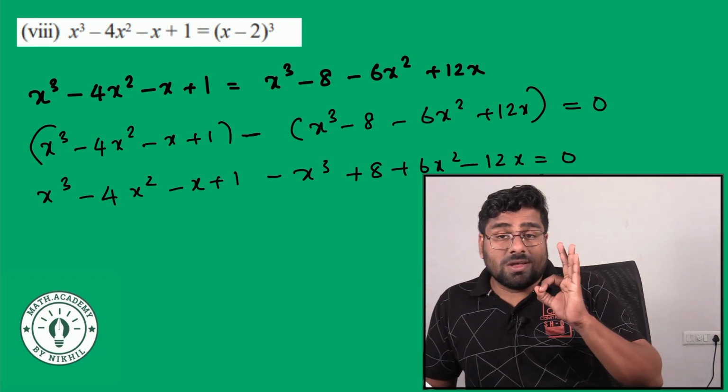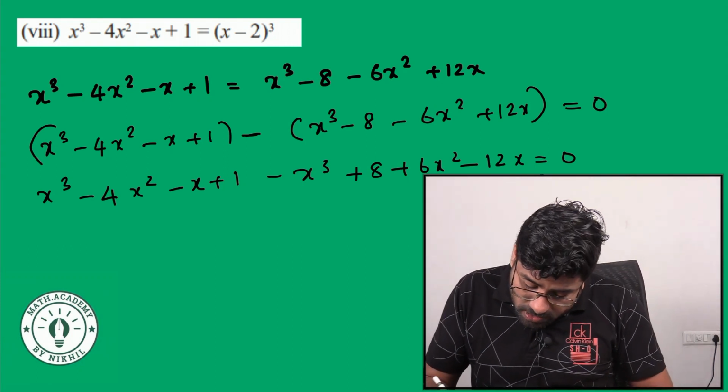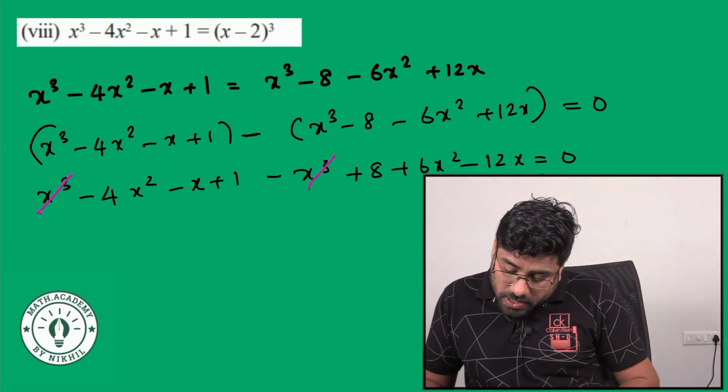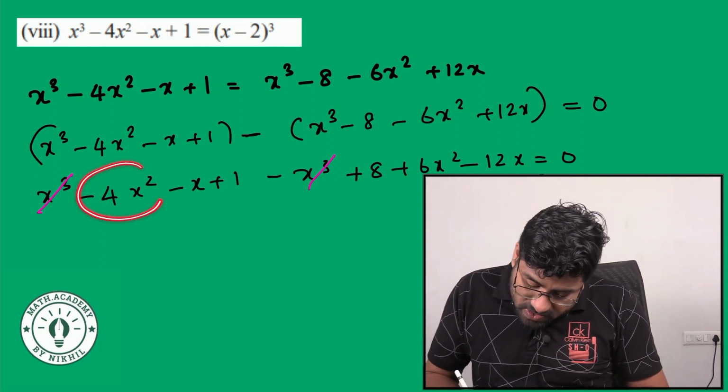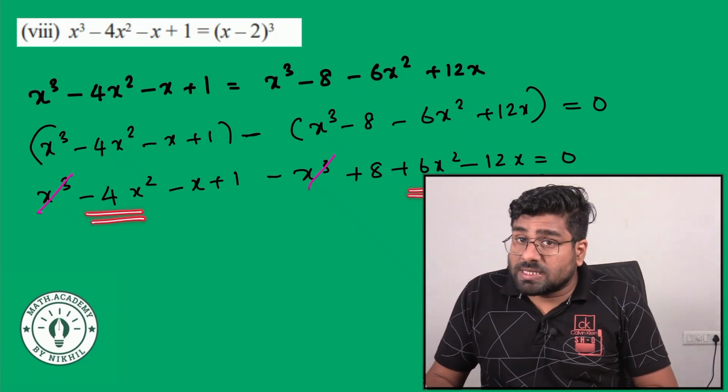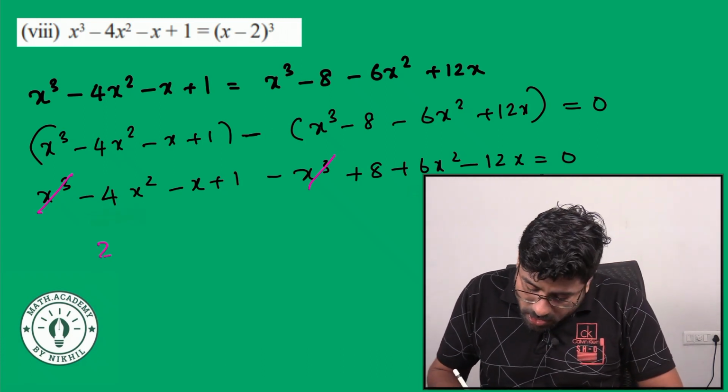Now let's cancel off the common terms, and you can see you have two common terms. That is going to be x cube and x cube. That is one common term. Now we have square, which is going to be two of them. That is minus 4 and plus 6. So minus 4 plus 6 is equal to plus 2, so it is going to be 2x square.